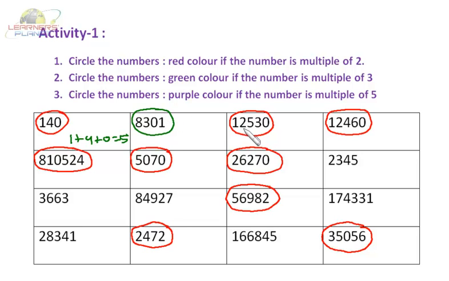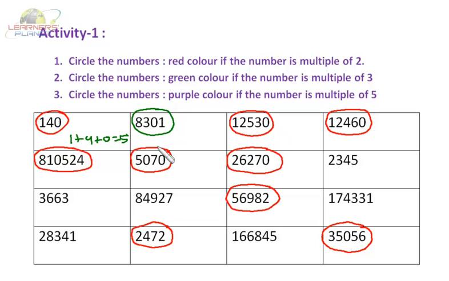Now this number, let's check whether this number is a multiple of 3 or not. Just add up all the digits. 1 plus 2, 3. 3 plus 5, 8. 8 plus 3, 11. 11 plus 0, 11. So 11 is not a multiple of 3. So 12530 will not be a multiple of 3. Okay. Now let's take this number 12460. Further add up all the digits. 1 plus 2, 3. 3 plus 4, 7. 7 plus 6, 13. So 13 is not a multiple of 3. That means the complete number 12460 will not be a multiple of 3.